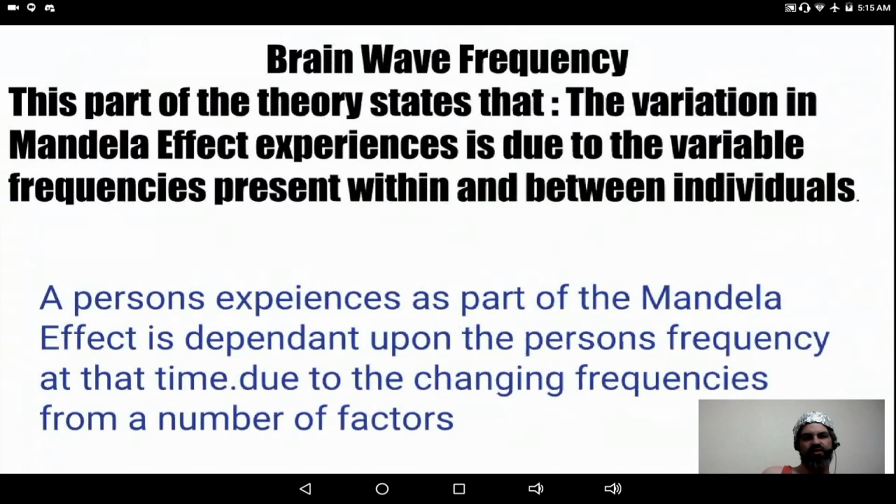This part of the theory states that the variation in Mandela effect experiences is due to the variable frequencies present within and between individuals. So to put that in more layman's terms, a person's experience as part of the Mandela effect is dependent upon that person's frequency at that time. By frequency, I mean brainwave frequency, and we'll get into more of that in a second, due to the changing frequencies from a number of factors around us, which we will also momentarily get into.